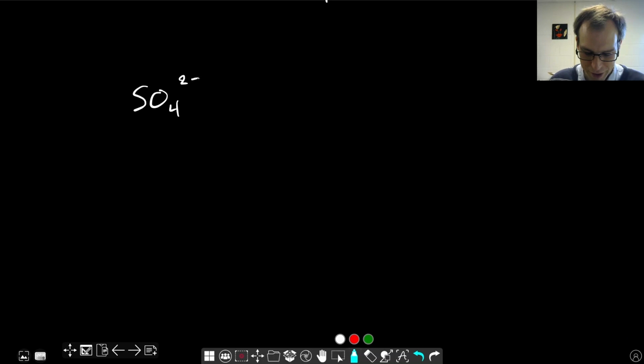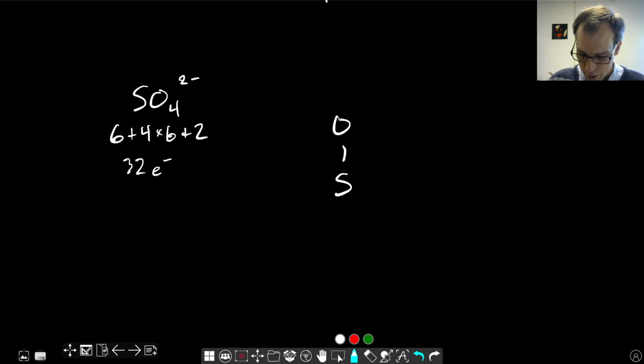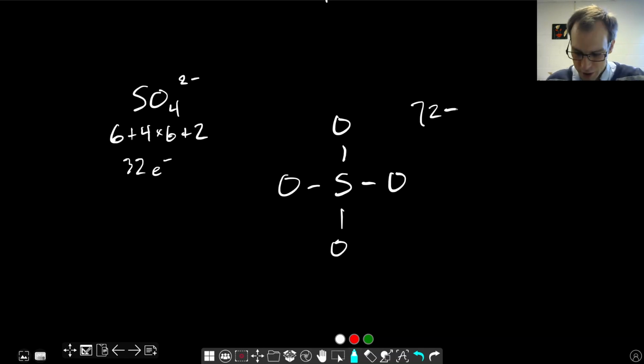Let's count up our electrons first. So we have 6 for sulfur, plus 6 for each of the oxygens, so 4 times 6, plus another 2 electrons for the charge. So we end up with 24, 30, 32 total electrons. Sulfur is going to go in the middle. We can write our single bond to everything else. Make sure we don't forget to write that this has a 2- charge. And then we can add our valence electrons here.